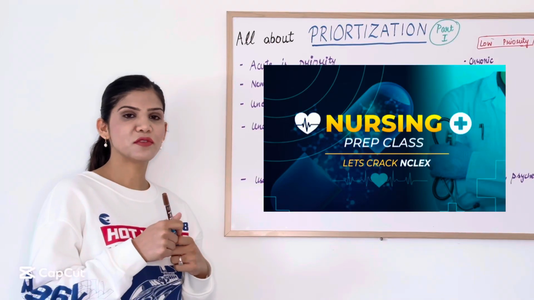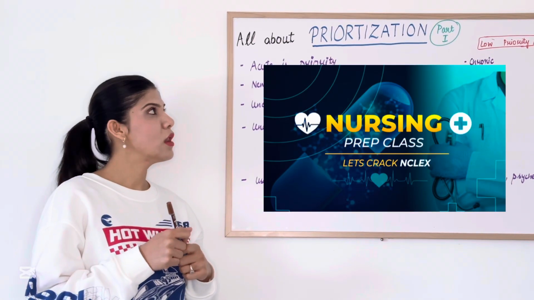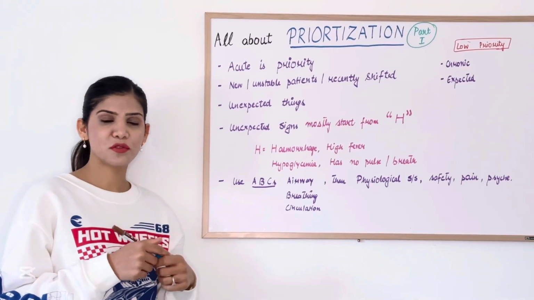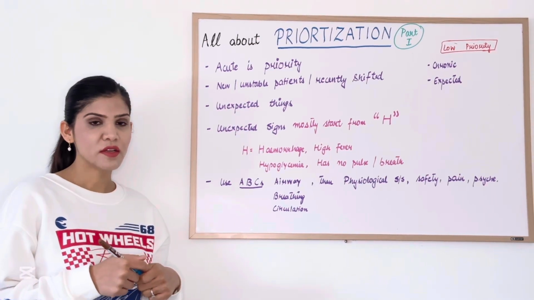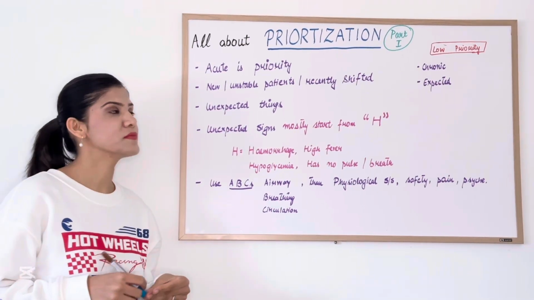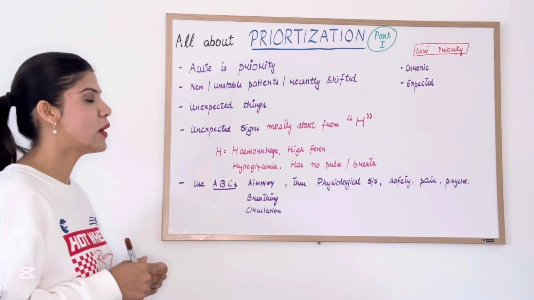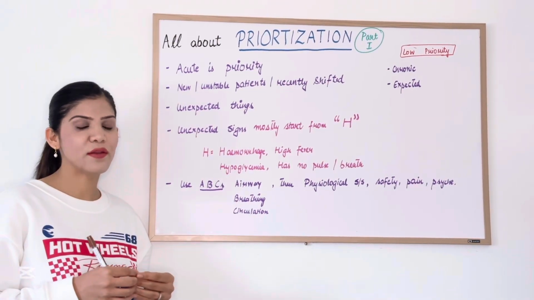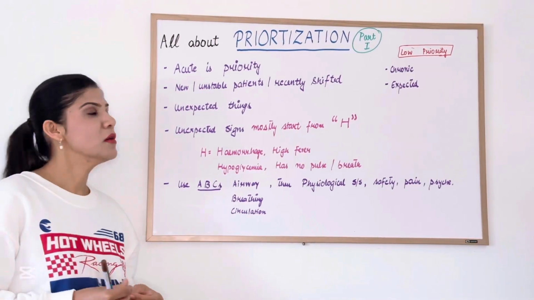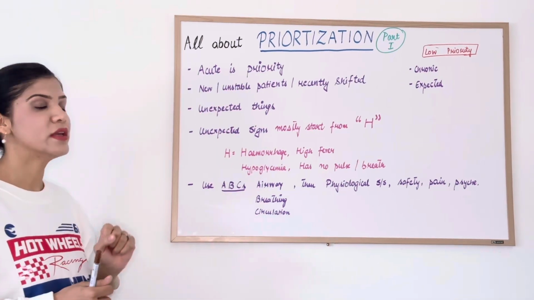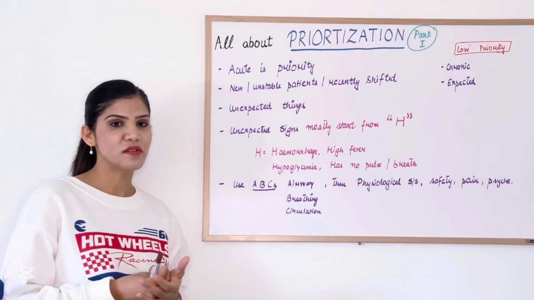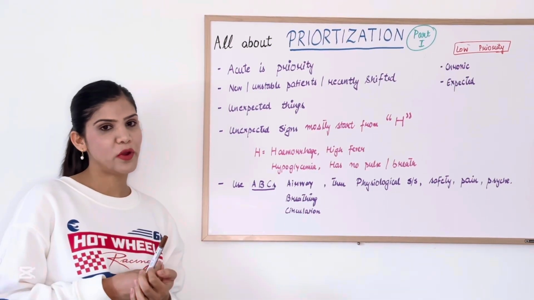Hi everybody, so today's video is going to be all about prioritization, on how to solve prioritization questions easily. So this is part 1 of the video. First of all, while looking at the options, always scan for the acute things, because acute is priority. Acute statuses and acute disease conditions are the topmost priority.